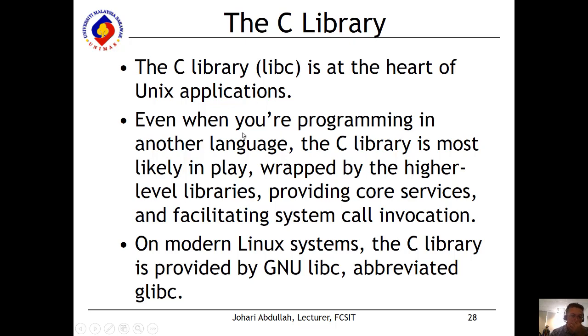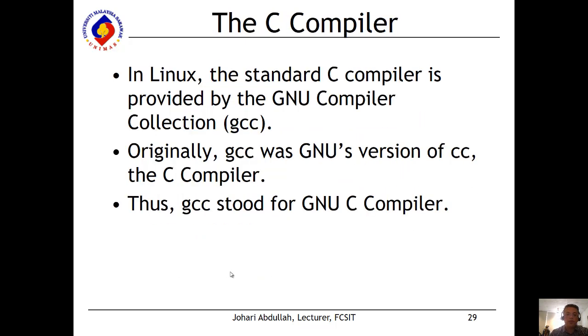The C library, the second component of system programming, is the heart of Unix applications. I think you used libraries quite a lot in your ITP: stdio.h, sys.h, and so on. We're going to use the C library provided by GNU libc, abbreviated as glibc. You're going to install this on your computer using the virtual software. And the last component for system programming is the compiler.